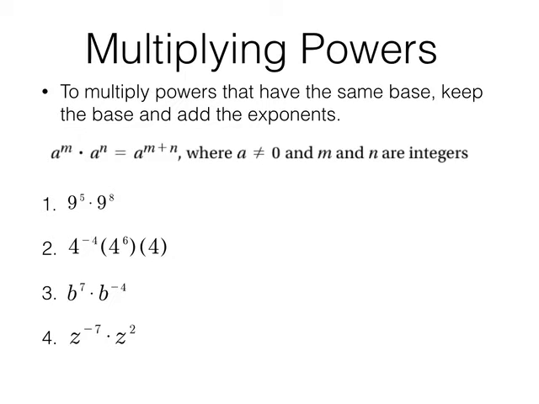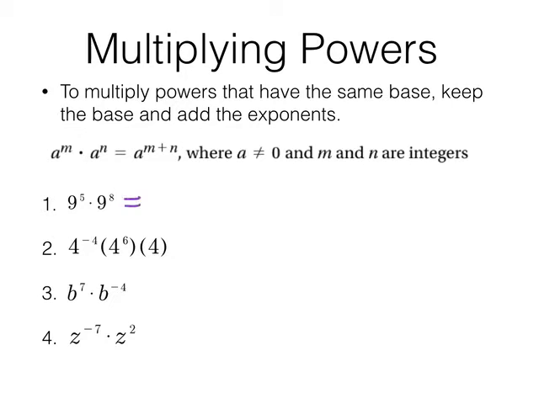When you multiply two powers that have the same base, you keep the base and you add the exponents. The rule is written out in mathematics usually as a to the m times a to the n equals a to the m plus n. And a can't equal 0 because we don't raise 0 to powers, and m and n are both integers.